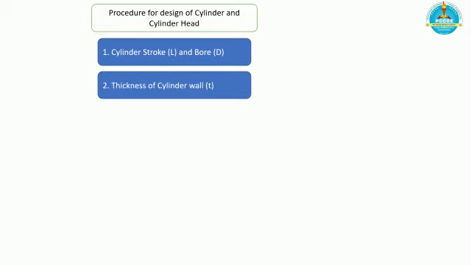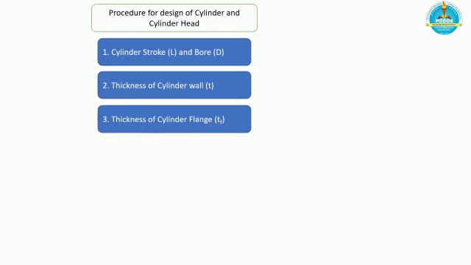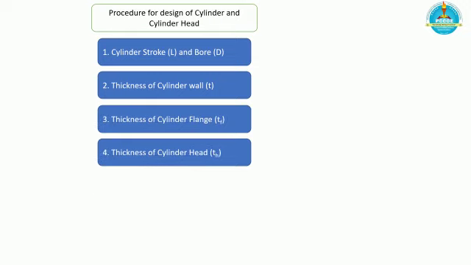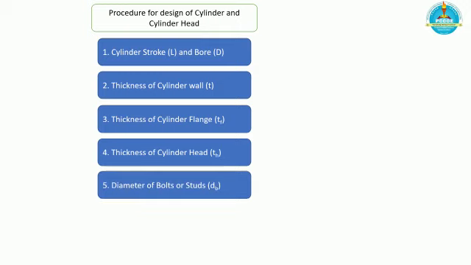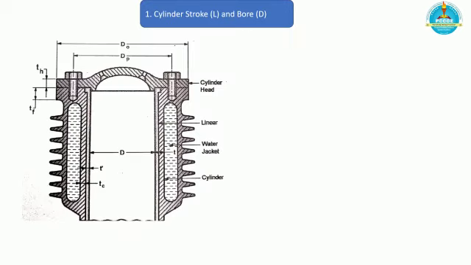Then we'll calculate the thickness of cylinder wall T, thickness of cylinder flange Tf, thickness of cylinder head Th, diameter of bolts or stud Db, diameter of the pitch circle of bolt and flange, and finally we'll calculate the pitch of the bolt. So here is the first step to calculate the cylinder stroke L and bore diameter D.